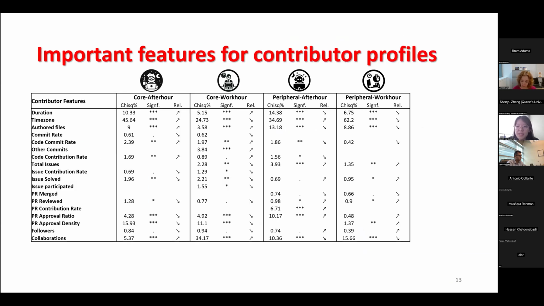So to understand the characteristics of contributors in each profile, we built 4 logistic regression models to model each profile. In each model, we use binary labels where one profile is labeled as 1 and all others are 0. And we model the relationship between each contributor feature and the profile. You can see that these up and down arrows indicate whether an increase of a feature would increase the likelihood of being a profile. And these stars and dots represent the significance of the features in the model.